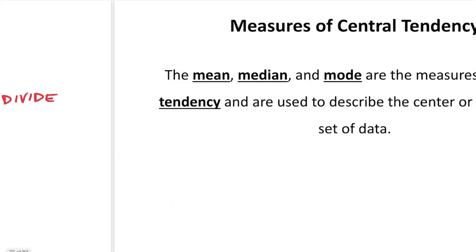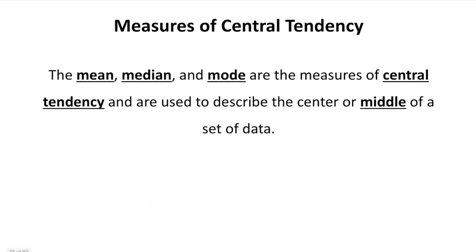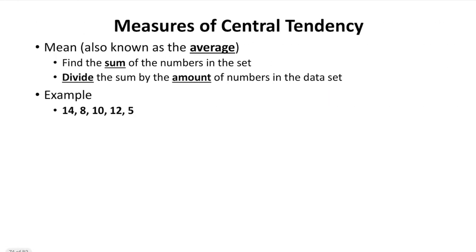And I'll show you what these mean, okay? These are the measures of central tendency, and they're used to describe the center or middle of a set of data. So it's taking a whole bunch of numbers and trying to figure out what is the very middle of that. What does it look like in the center of all those numbers? So the mean is the average. You find the sum of the numbers in the set, then you divide the sum by the amount of numbers in the data set. Okay?